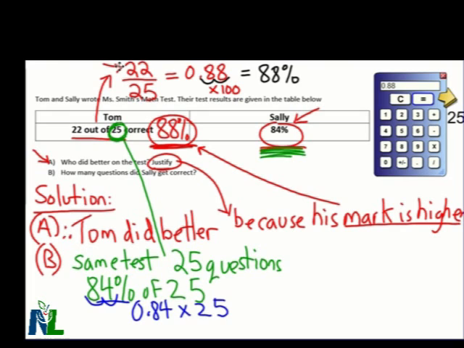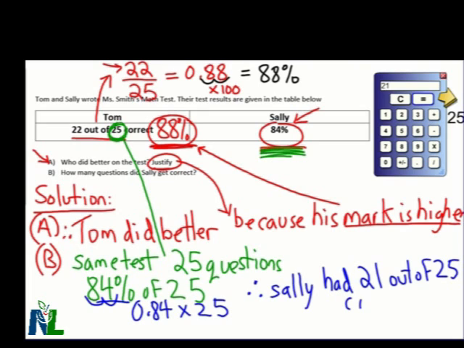So you come over to your calculator, 0.84 multiplied by 25, and you get 21. So therefore, Sally had 21 out of 25 correct.